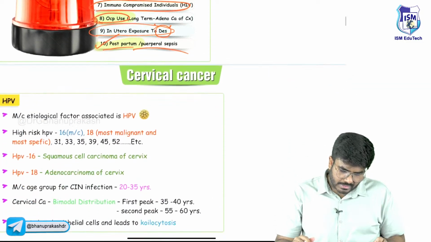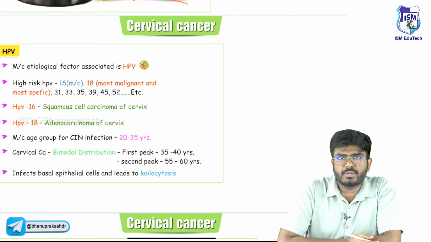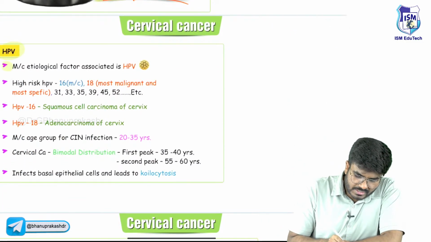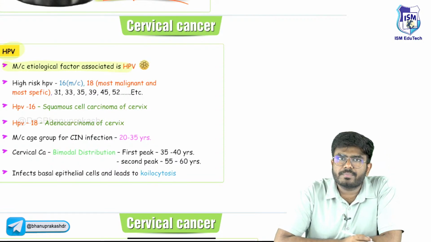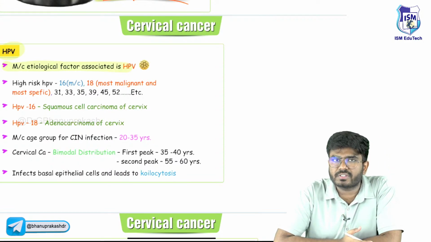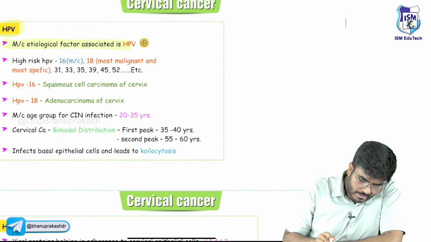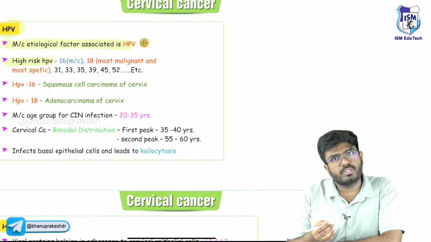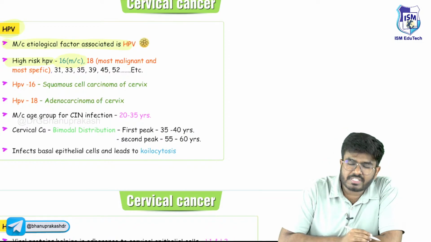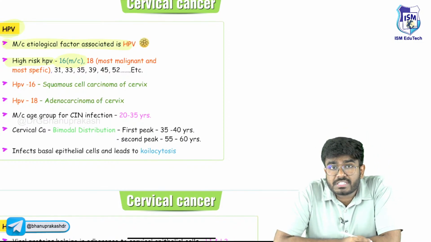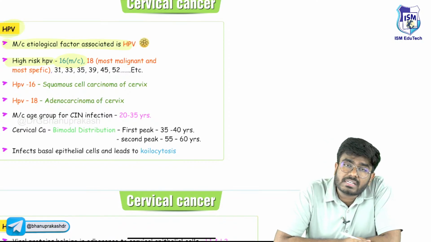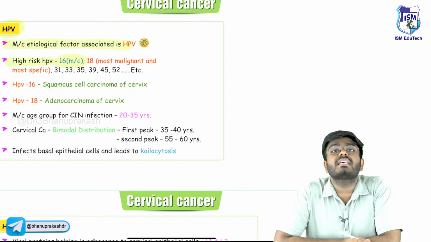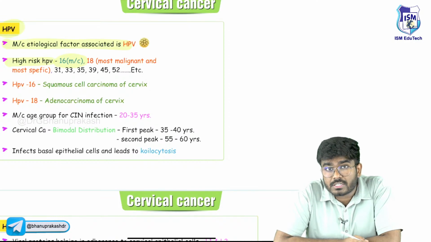Next, let's discuss some important points about HPV. The human papillomavirus is the most common etiological factor for cervical cancer. Next, what are the different types of HPV? There are many HPVs which can lead to cervical cancer, but the most common is HPV 16. HPV 16 is going to cause which type of cervical cancer? It is going to cause squamous cell carcinoma of the cervix.